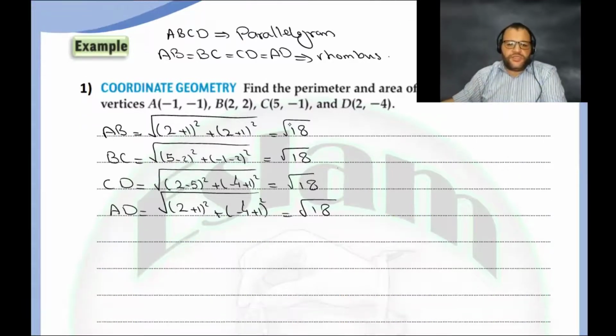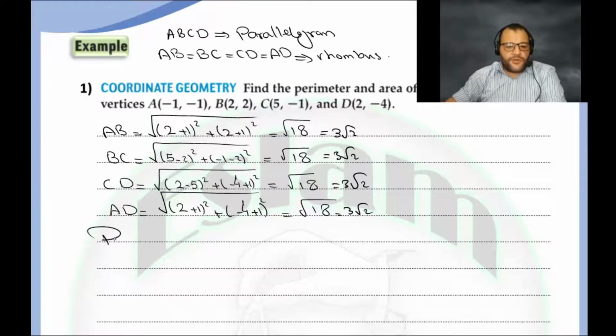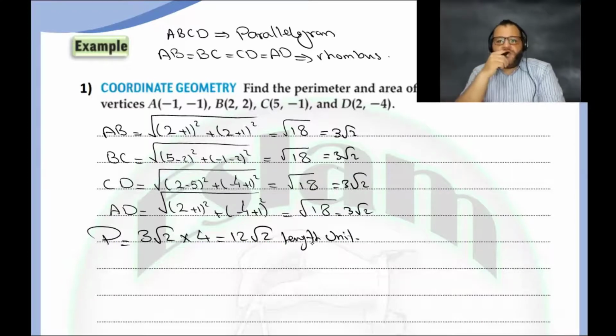Its perimeter now is easy. To find the perimeter, if you simplify this one, you'll find that it will be 3 root 2. So the perimeter will be 3 root 2 times 4, which equals 12 root 2. Why multiply by 4? Because all sides are equal. What is the meaning of the perimeter? It means the sum of the side lengths.